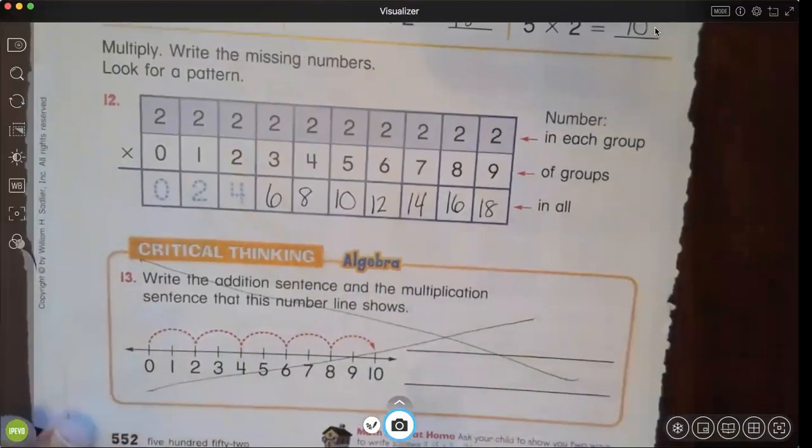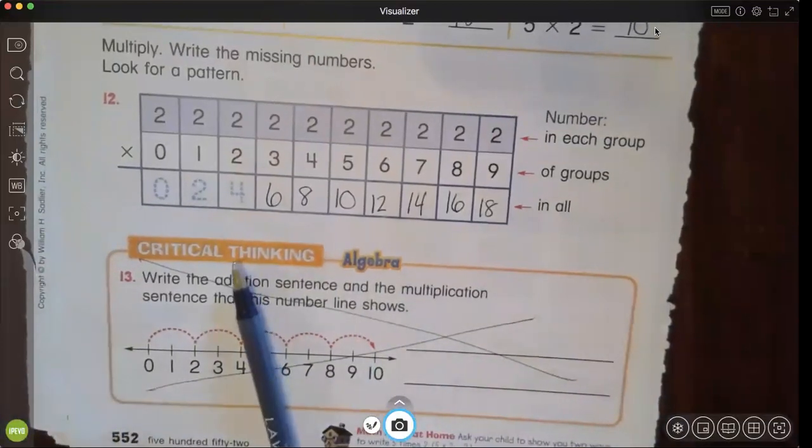And we're going to skip the critical thinking. Okay, so I would encourage you to do some facts. So give yourself some problems. 1 times 2, all the way up to 12 times 2. Let's stop at 12. See if you guys can do it, okay?